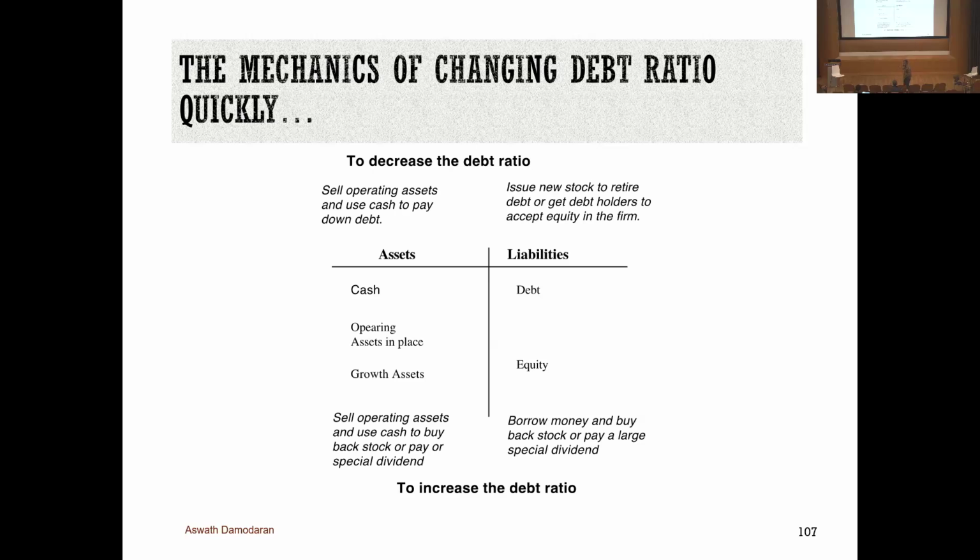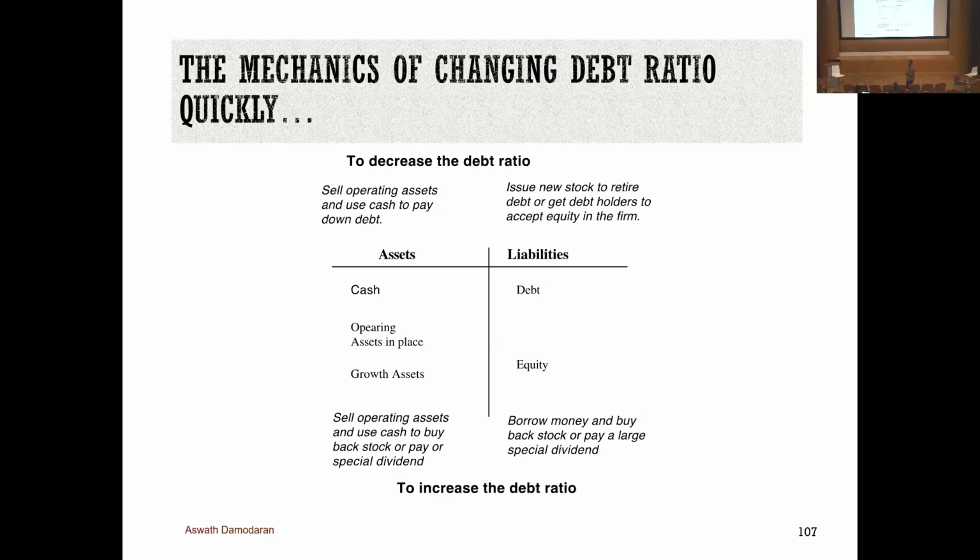Okay? If you want to, let's stay with increasing the debt ratio. You can also take your assets, sell them off, and use the cash to buy back stock. What does that do? It reduces equity. If you already have debt, your debt ratio will increase. So if you're a company with debt already existing, you can sell off assets, buy back stock, divest a division, do a buyback, and that'll increase your debt ratio.